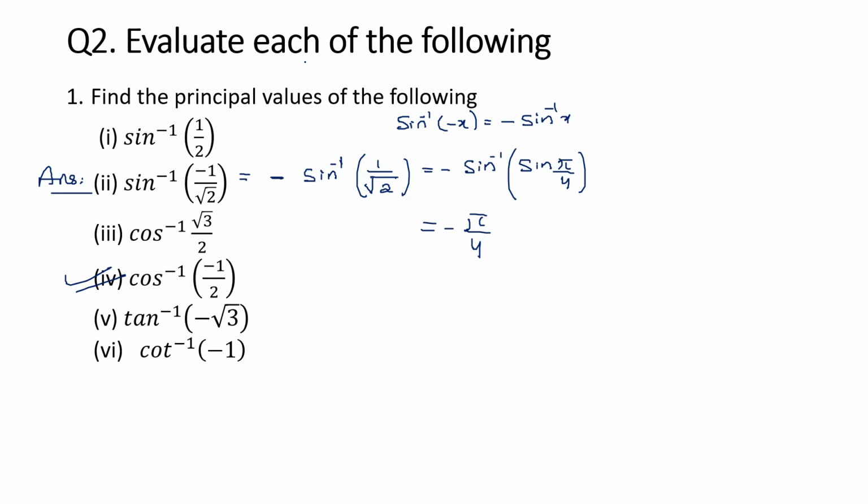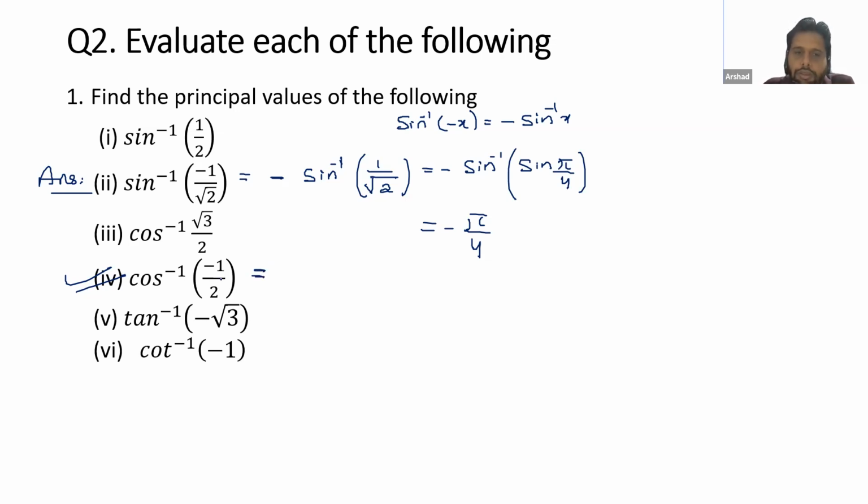Anyone got the answer to the fourth one? Pi minus pi by 6, or pi by 3? Pi by 3, sir. Fahad, that is not correct. Fourth one, please. Okay, you are telling the fourth one. Fahad, that is not correct.